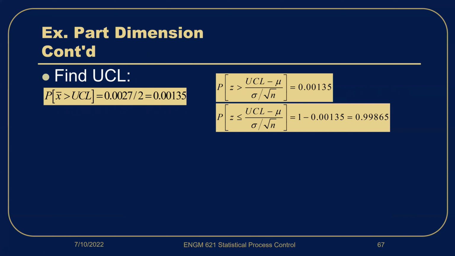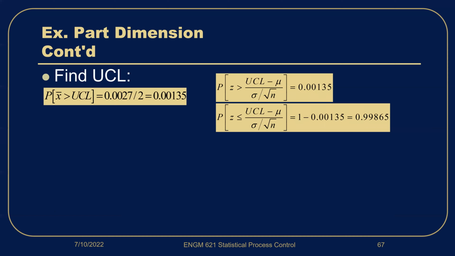as the dimension of the part can be either too large or too small, it's a two-sided problem. We need to find half alpha. So half alpha is 0.00135. This value is the probability that X-bar is larger than the upper control limit. And also, it's the probability that X-bar is smaller than the lower control limit.